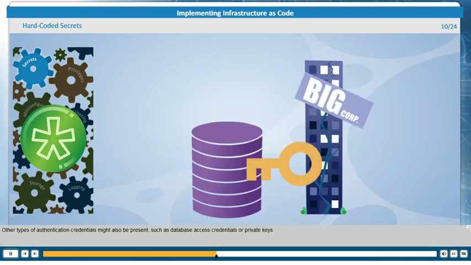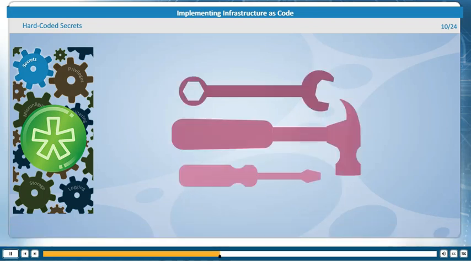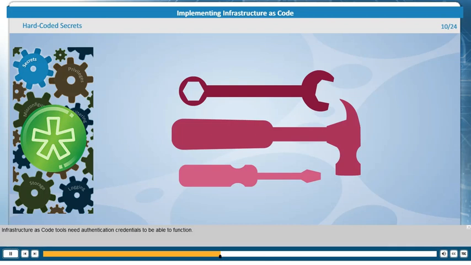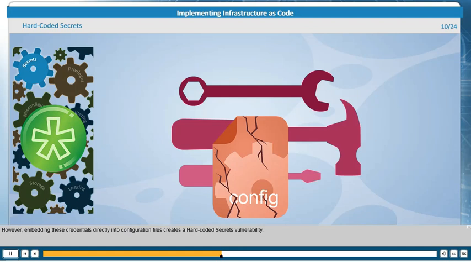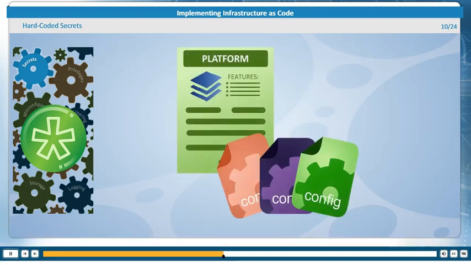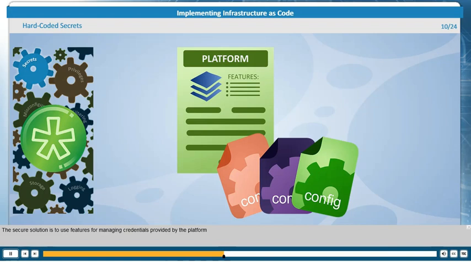Other types of authentication credentials might also be present, such as database access credentials or private keys. Compromise of any infrastructure authentication credentials is likely to lead to disastrous consequences. Infrastructure as code tools need authentication credentials to be able to function. However, embedding these credentials directly into configuration files creates a hard-coded secrets vulnerability. The secure solution is to use features for managing credentials provided by the platform, or to use variables in configuration files instead of actual credentials.